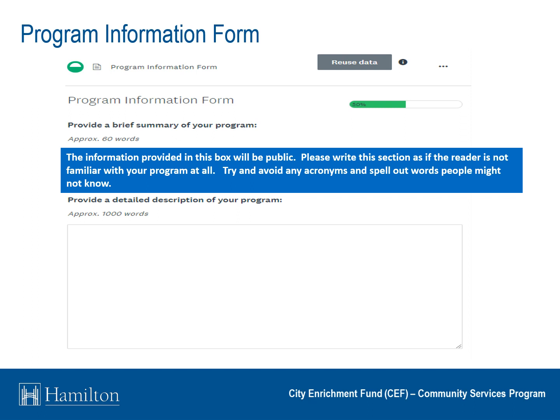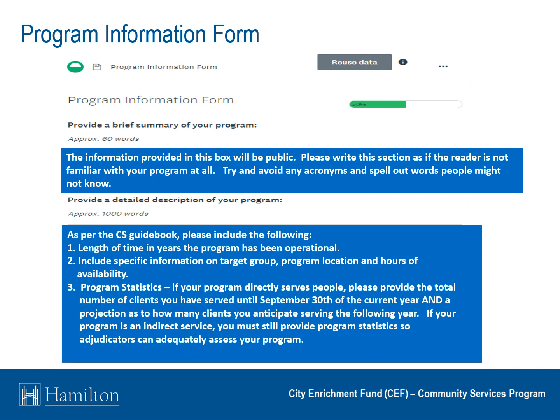Next, provide us a detailed description of your program. Please be mindful, as per the CS guidebook, to please include the following. 1. Length of time in years the program has been operational, even though you may have included the information in the organization information section. 2. Include specific information on target group, program location, and hours of availability.